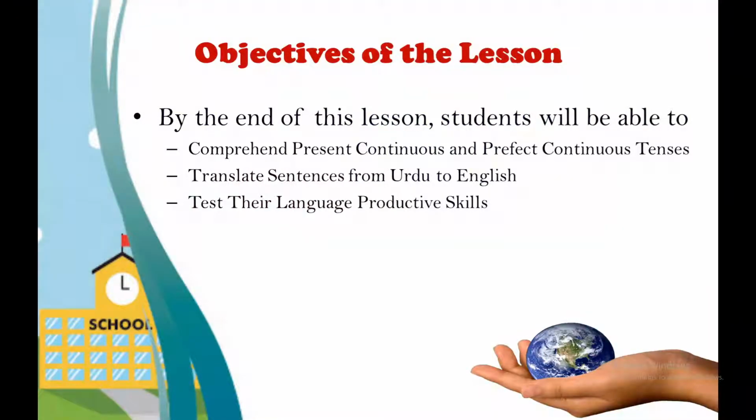My dear students, I have set three main objectives for the lesson as it was the case in the previous lesson. By the end of this lesson, my students will be able to comprehend present continuous tense and present perfect continuous tense, and they would also be able to translate sentences from Urdu language to English language, and they would test their language productive skills. So these are the three main objectives of today's lesson.